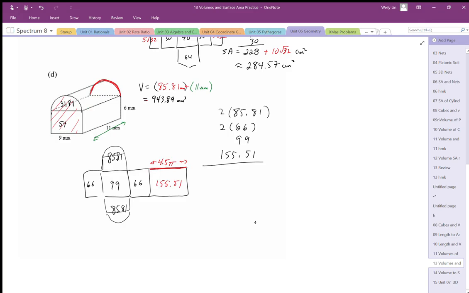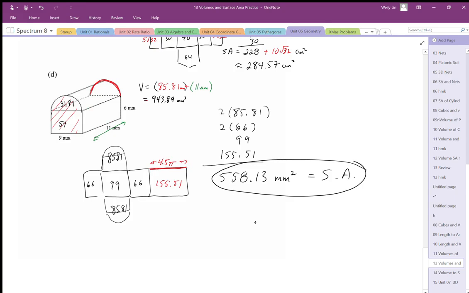just going to do this all on my calculator. Okay, so I'm getting about 558.13 millimeters squared in surface area. There's my surface area.